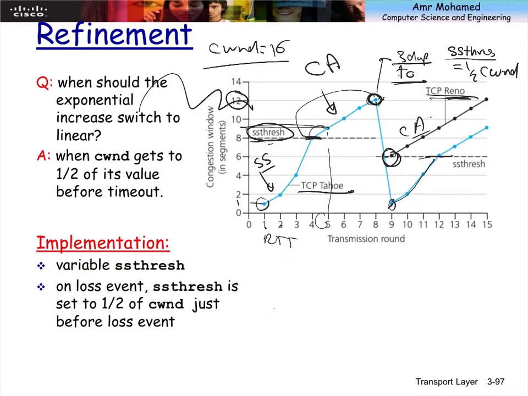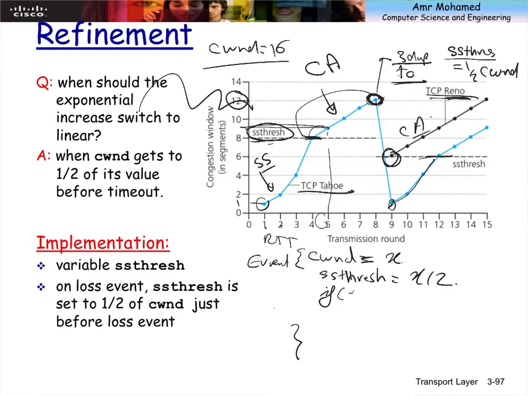Okay? Let's write the code. The pseudo code for this is that first the congestion window, let's say x. And now I have an event. This event is either three duplicate acks or a timeout. The congestion window is X, so SS threshold equals X divided by 2, right away.